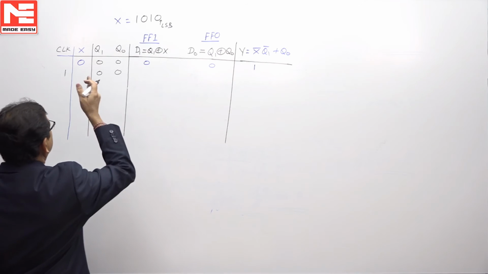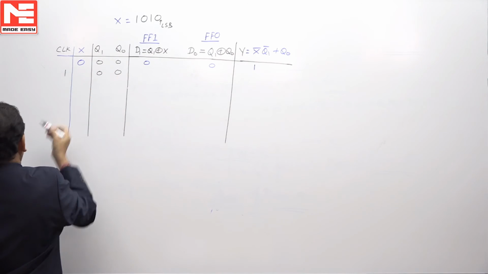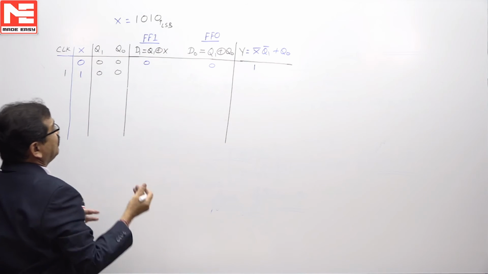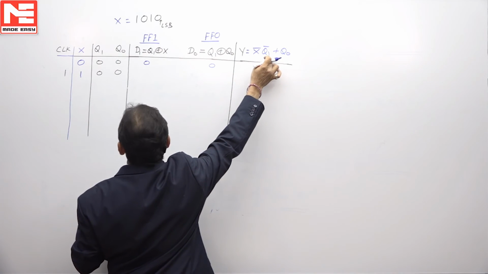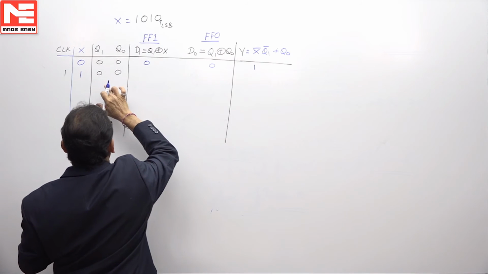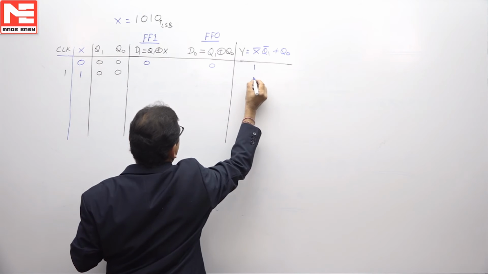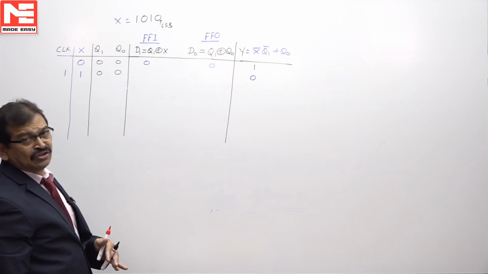Now, the second bit of X is to enter. The second bit of X we read as 1. Now, whenever X is 1, if you read the output, it is X complement Q1 complement Q0. So X complement is 0, so this term is 0, and anyway Q0 is 0. So whenever X is 1, we read the output as 0.